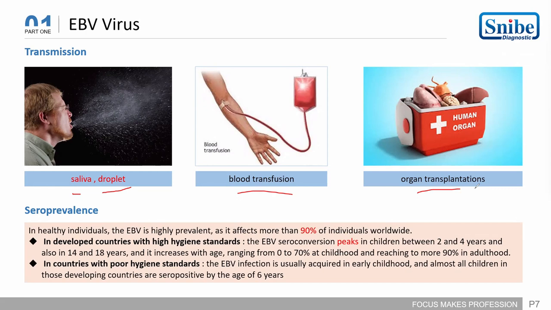In healthy individuals, the EBV virus is highly prevalent and affects more than 90% of individuals worldwide. In developed countries with high hygiene standards, there is a seroconversion peak in children between the ages of 2 to 4 years, and then also between 14 to 18 years of age.